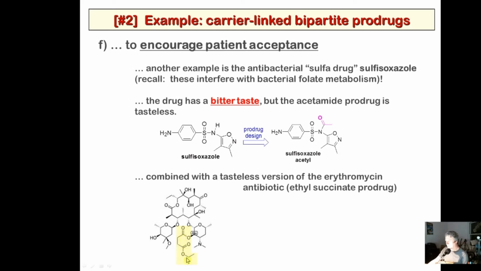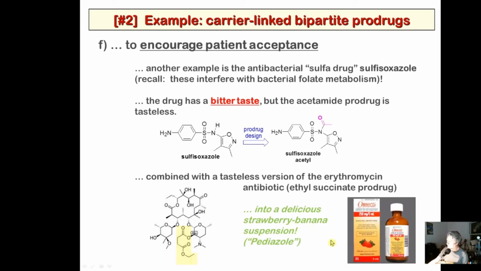So this is a succinate type derivative on erythromycin, which is another antibiotic, and so these two drugs are combined into a strawberry banana suspension, which I guess is, I don't know what it tastes like, but I'm sure it's pretty good if it tastes like strawberries and bananas, and it's called Omnicef or Pediazole. So it's kind of like maybe a child-friendly antibiotic mixture for bacterial infections.